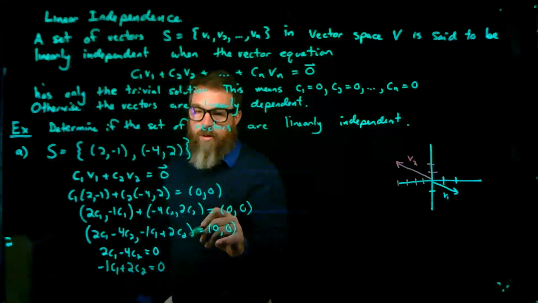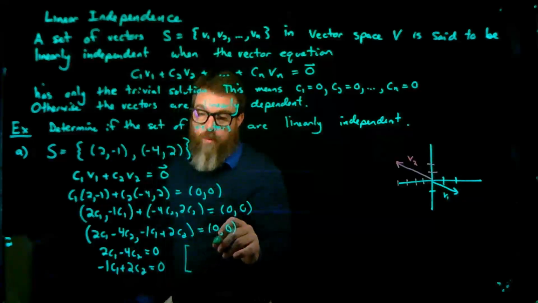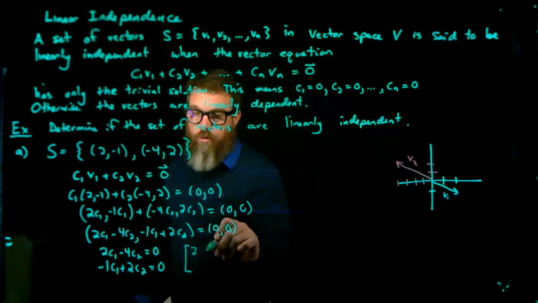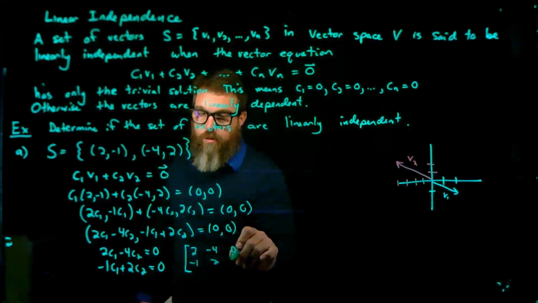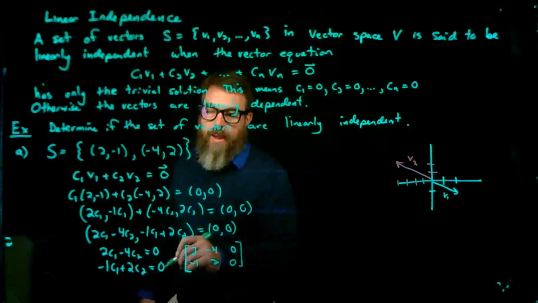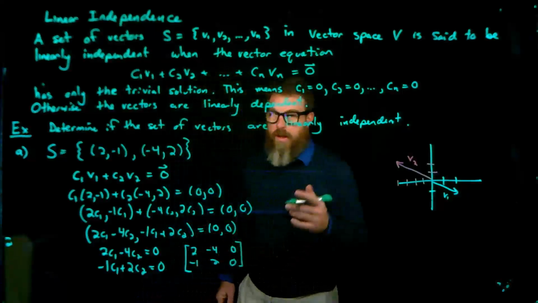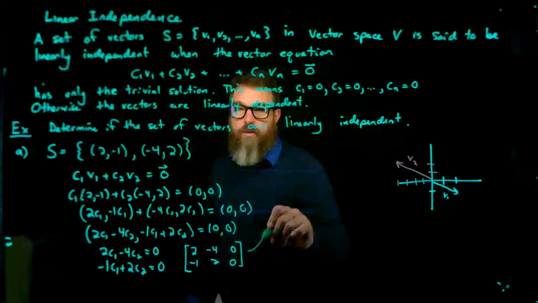And we can write this in augmented matrix form, so then we can row reduce. So this could be 2, minus 4, 0. This could be minus 1, 2, 0. And there's a bunch of different ways we can row reduce. You can have your calculator do this, or we can do this by hand.